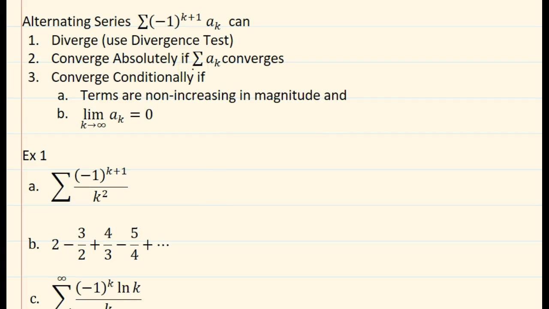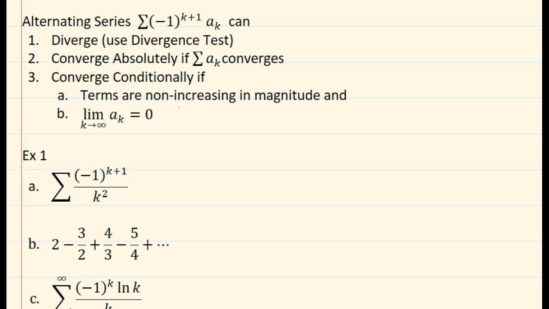Now, alternating series can either diverge or converge. If they converge, they can converge either absolutely or conditionally. So one of the things we're going to do is use the divergence test first to see if that can tell me whether it diverges or not. Then we're going to see if it converges absolutely by deciding if the non-alternating series converges or doesn't converge. Notice it doesn't have the plus or minus 1 alternating. And then we can also see if it converges conditionally.